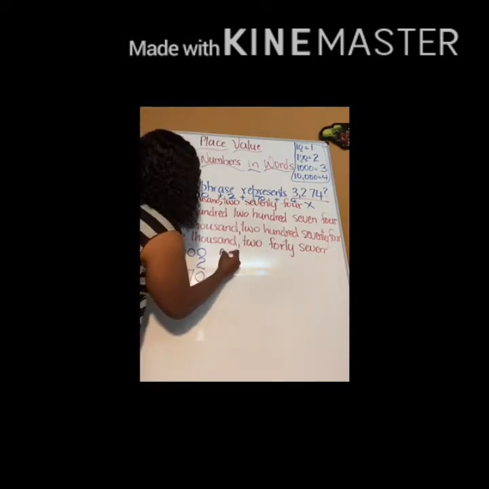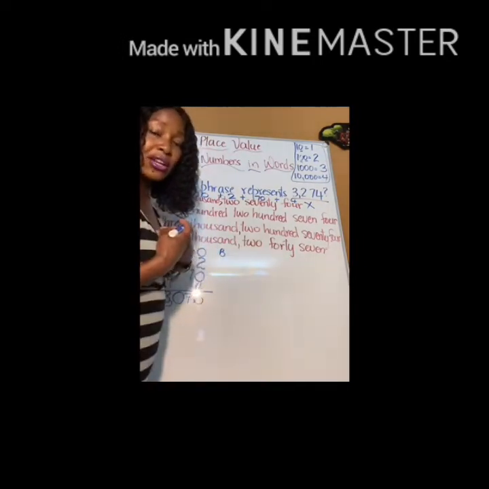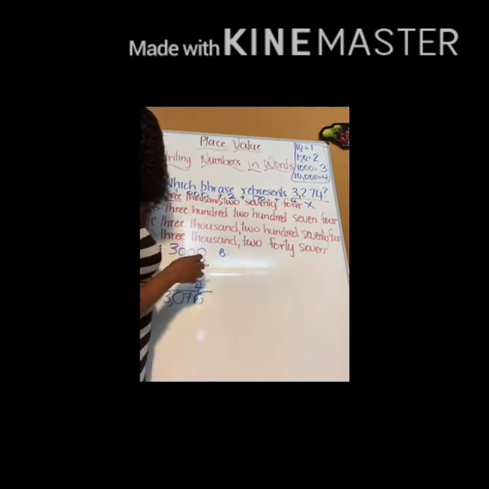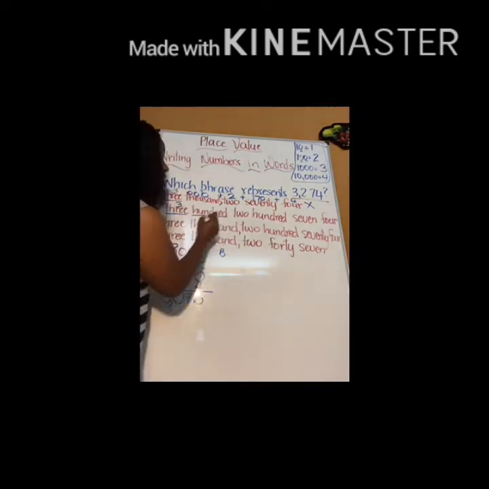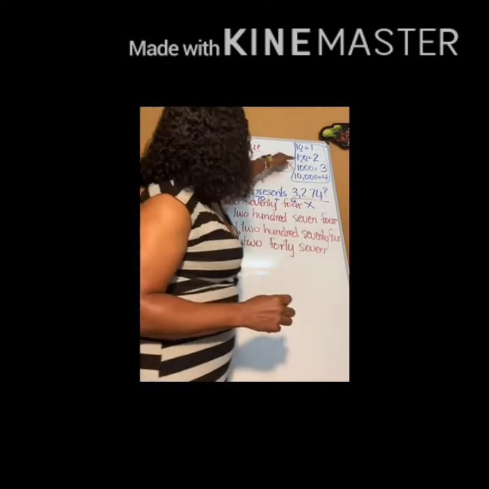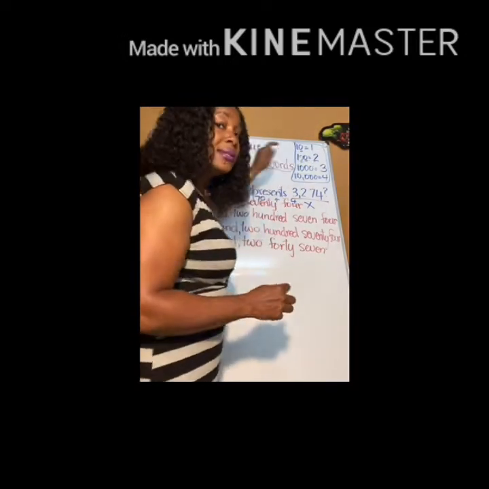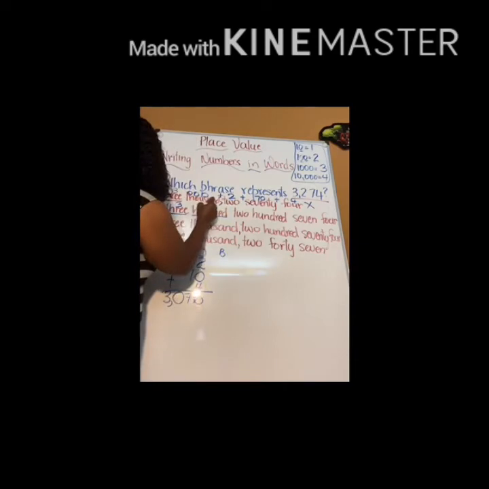I'm writing the letters so that I don't get confused. So I'm at B. B says 3. This time it's 100. 100 has 2 zeros. So I'm putting my 2 zeros.